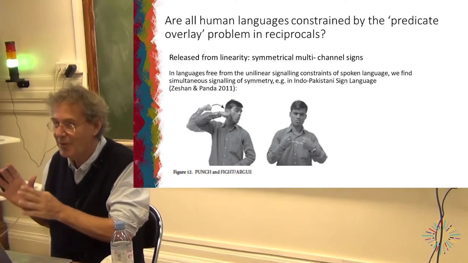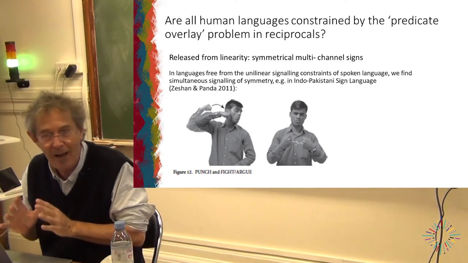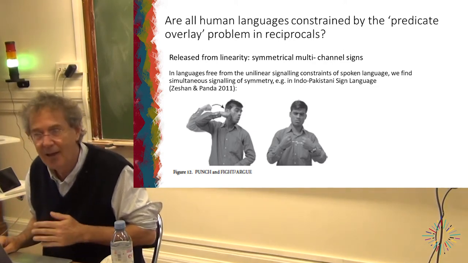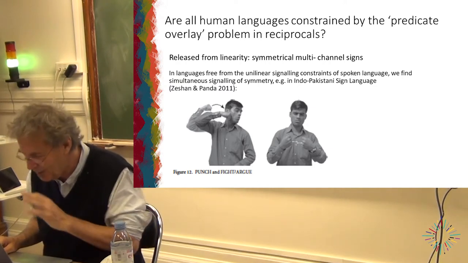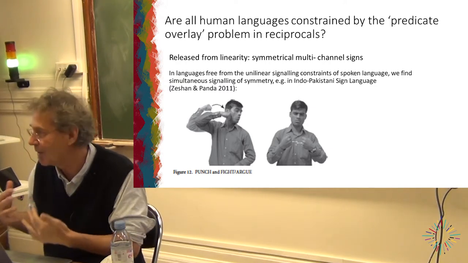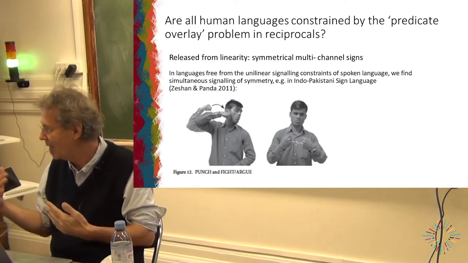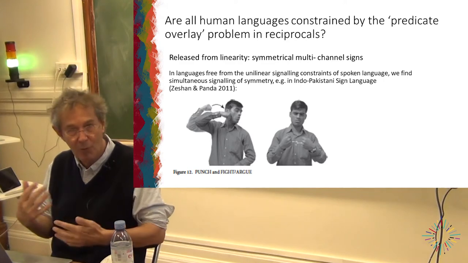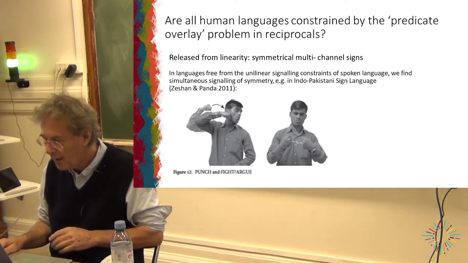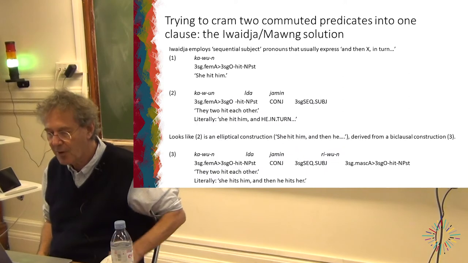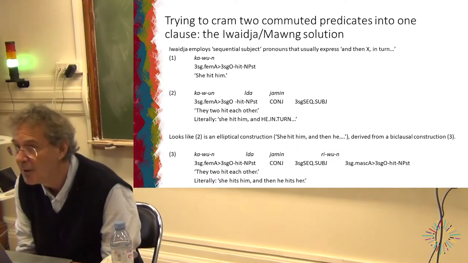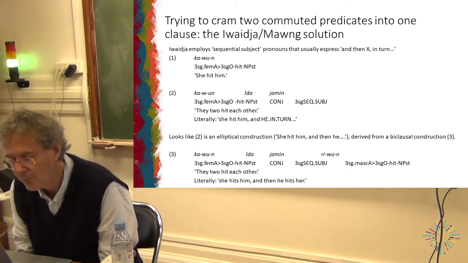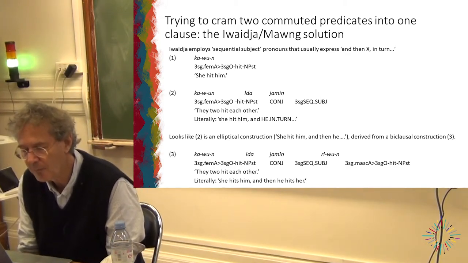Now I'd like to pass to a couple of, depending on your point of view, either ingenious or perverse solutions to the linearity problem for reciprocals, which end up with language doing weird things as they try and, sorry to speak teleologically, but for those joining us today, I've said when I do it, I don't mean it's a deliberate thing. It's something that emerges as people try and solve other problems. So first of all, in Iwaidja and Maung, two very closely related Australian languages from northwestern Arnhem Land.